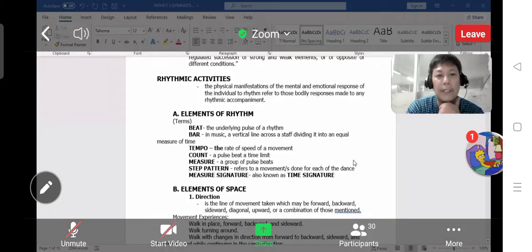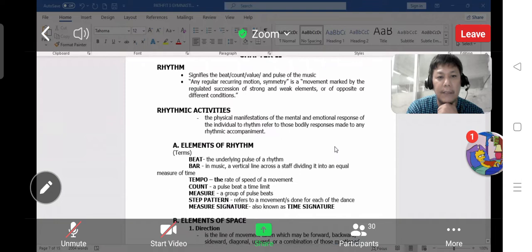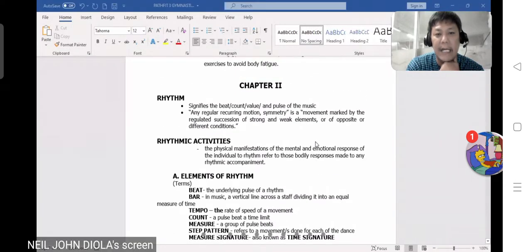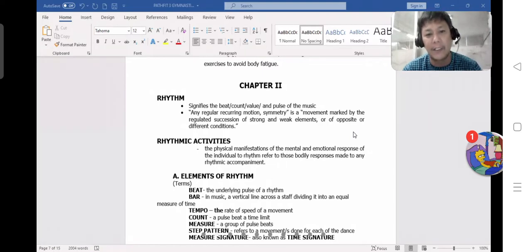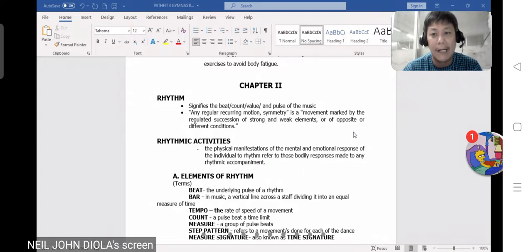So when we talk about rhythm, guys, rhythm signifies the beat, count, values, and the pulse of the music. So that's what we call rhythm. Okay, so what is rhythmic activity? Rhythmic activity is a physical manifestation of the mental and emotional responses of the individuals to rhythm, which refers to the bodily response. So in short, by using the movement of our body, it is called rhythmic gymnastics.